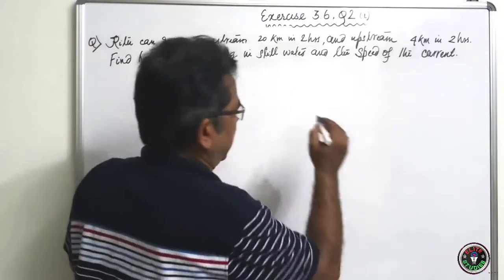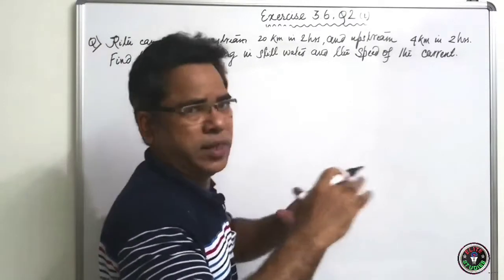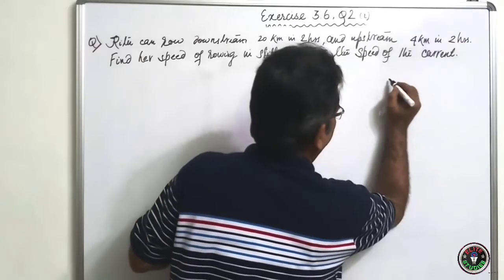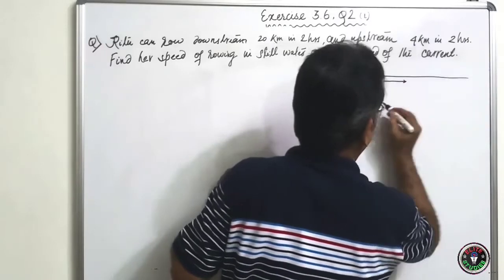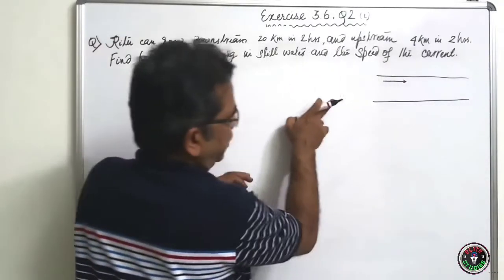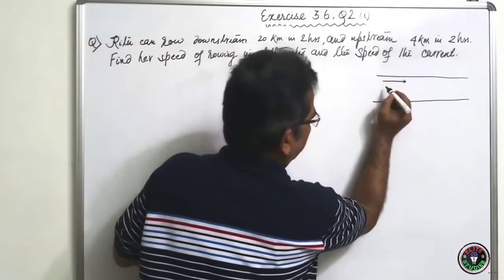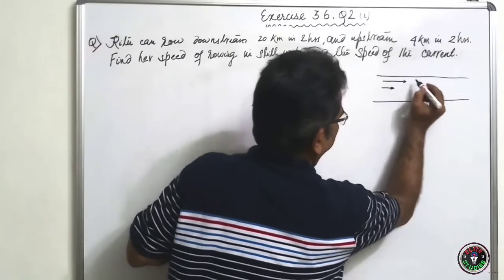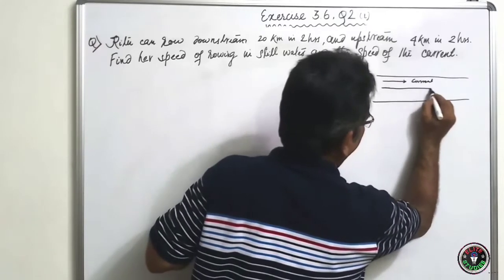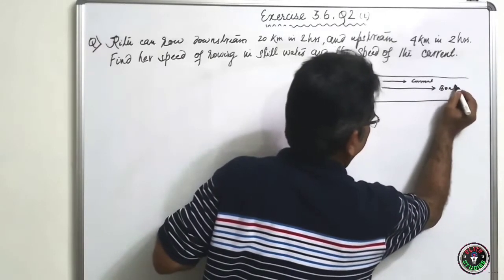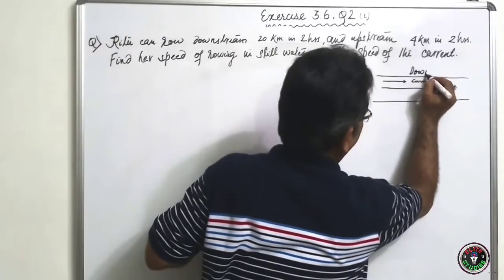Here suppose stream is current. So in rivers you can see there is a water current. So if the current is flowing in this direction, suppose this is the river, and the current is in this direction, and the boat is also moving in this direction. This is the current, and this is the velocity, suppose the speed of the boat. Then this is called downstream.